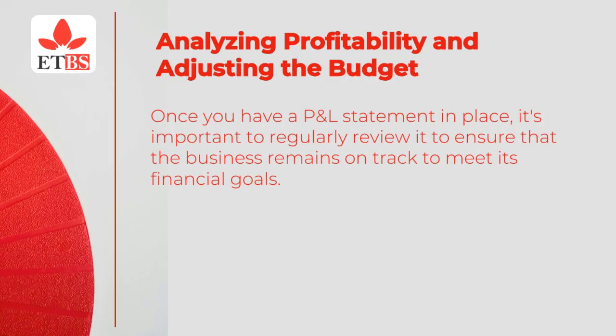Analyzing profitability and adjusting the budget. Once you have a P&L statement in place, it's important to regularly review it to ensure that the business remains on track to meet its financial goals. 1. Regular review of profit margins. By monitoring profit margins regularly, a business can assess whether it is maintaining healthy profit levels or if adjustments are needed.